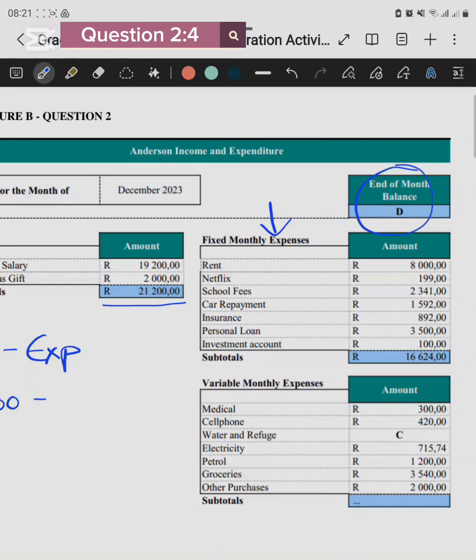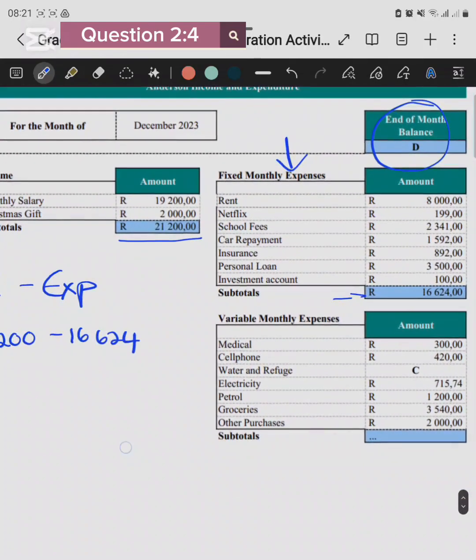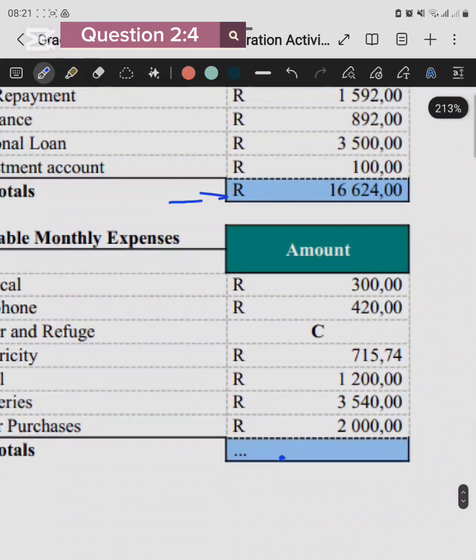So we have the 16,624 already. It's over there. So that we can just take off as a set amount. There's nothing to change. We just take the total. And then we're also going to need to take off our variable expense. For our variable expense, we don't have a total because we were missing our water and refuse. So it's up to you whether you write out minus 300 minus 420, or first get to our subtotal. For the sake of ease, let's just get to our little subtotal over here.